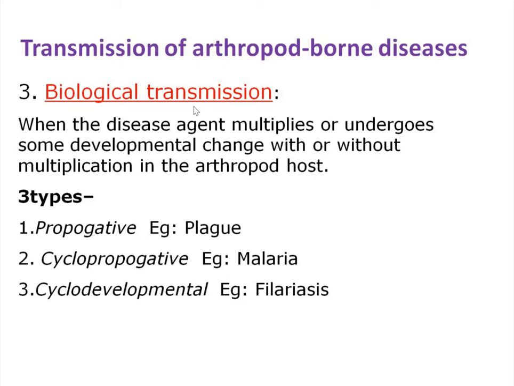Next is cyclodevelopmental. Cyclodevelopmental means it only completes its life cycle, only morphologically. The example is microfilaria larva. You must know the differences between all these: propagative, cyclopropagative, and cyclodevelopmental. This is very important. So these are the three different routes of transmission of arthropod-borne diseases.